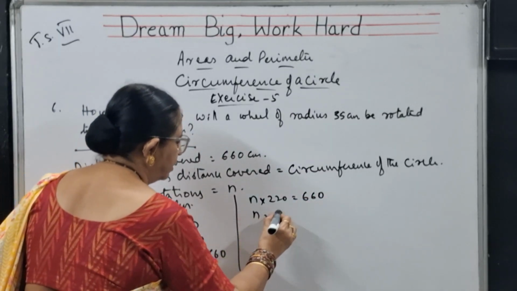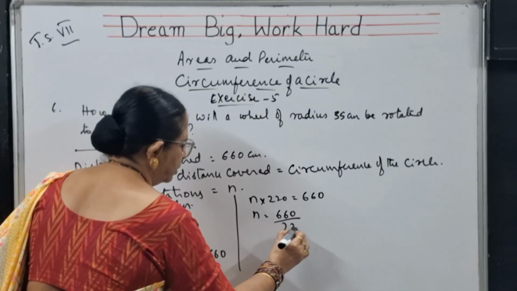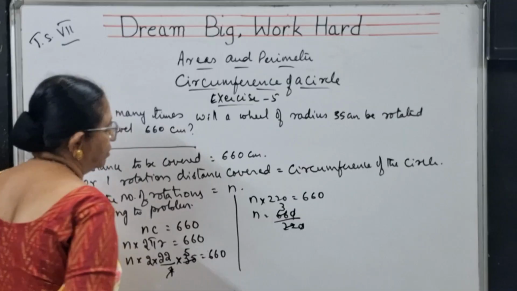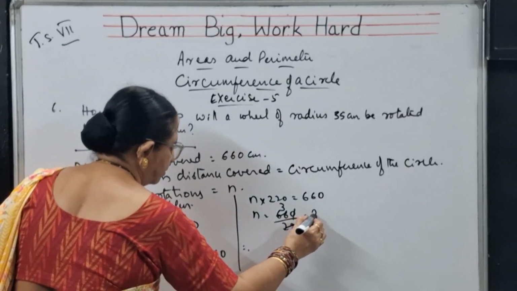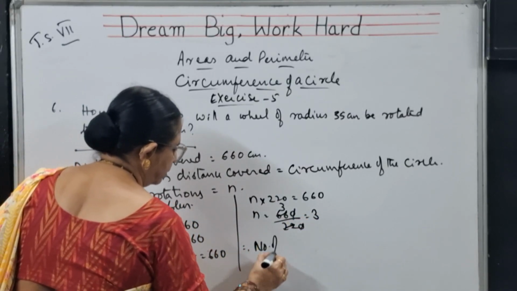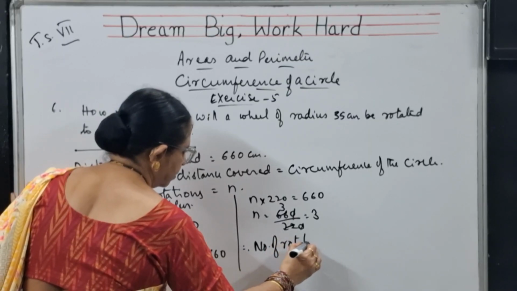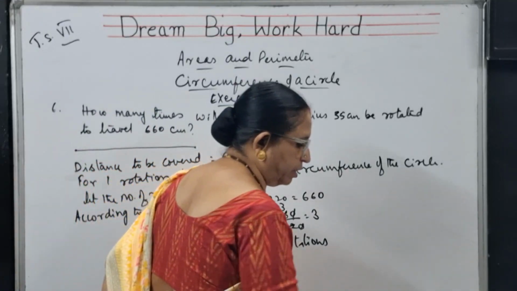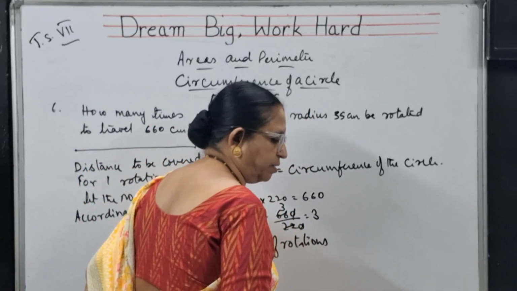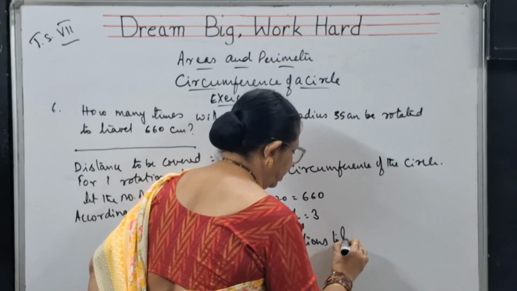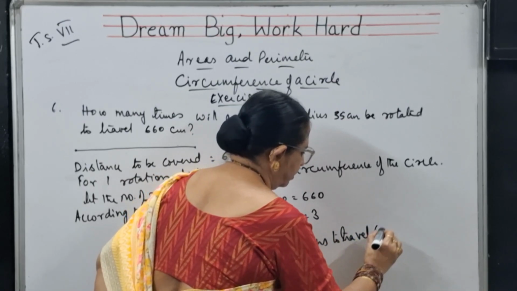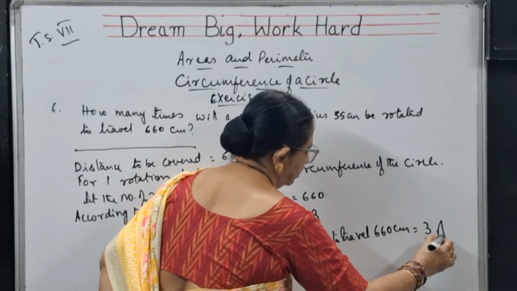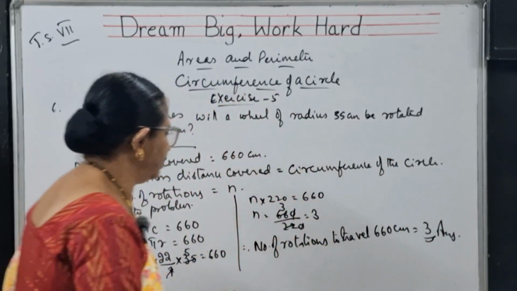So what is n? 660 by 220. Zeros can be cancelled. 22 threes are 66. Therefore, this is 3. Therefore, the number of rotations to cover 660 centimeters is equal to 3 times it has to rotate. This is the answer, children.